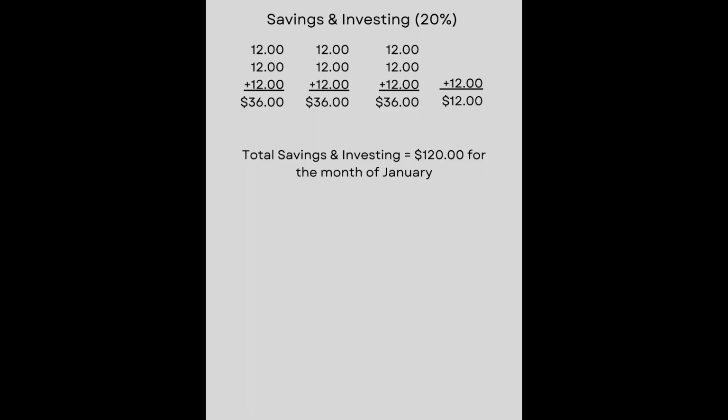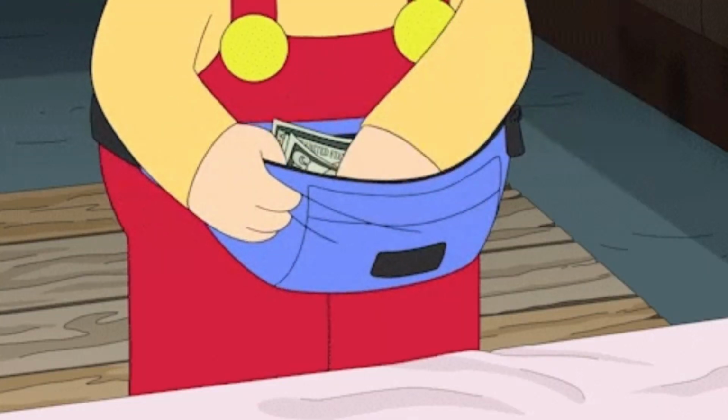Now it's time to calculate for our savings and investing. Again, based on the 50-30-20 rule, our savings and investing should be at or below 20%. There are a total of 10 transactions in 4 columns. The first column equals $36. The second column equals $36. The third column equals $36. And the fourth column equals $12. Bringing our total to $120 for savings and investing.